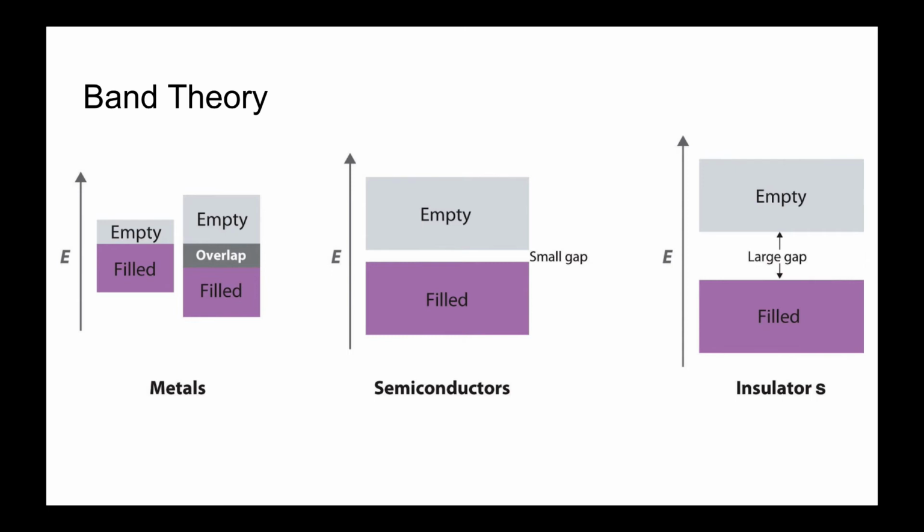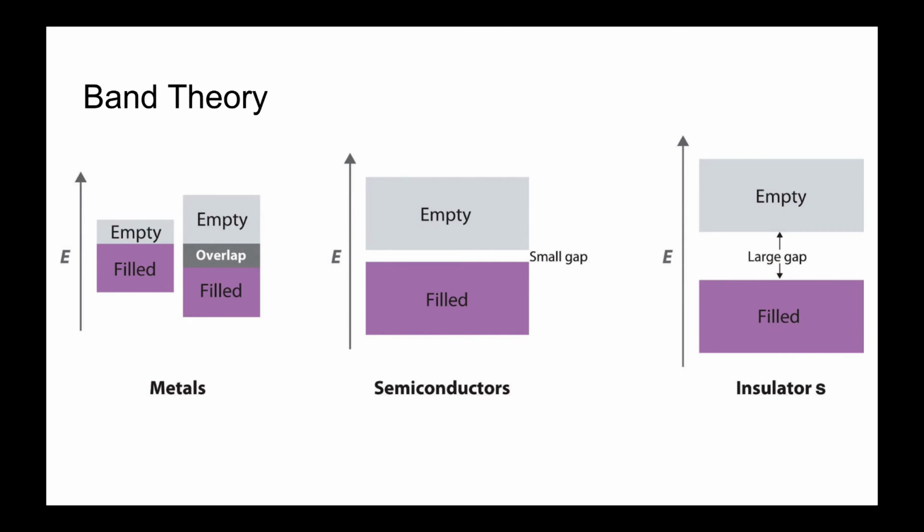And since there's so many atoms that are overlapping, the p orbitals are actually going to be really close to the s orbitals, and there's still going to be electron movement. And so because electrons can move between the bands, there's going to be good conductivity of electricity. A similar idea applies to semiconductors, except that with semiconductors, the bands don't overlap.